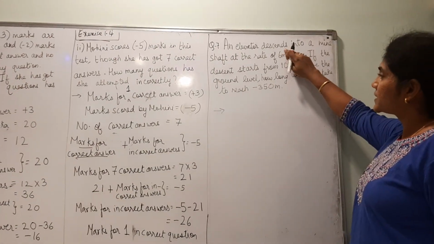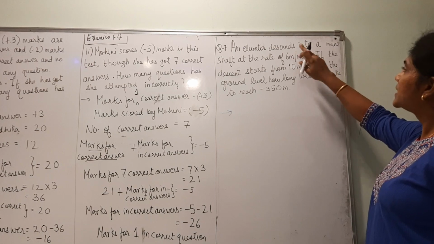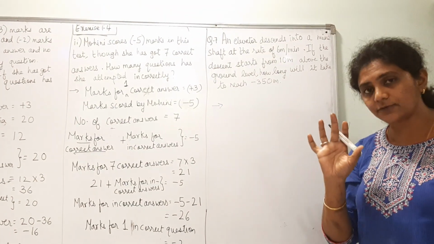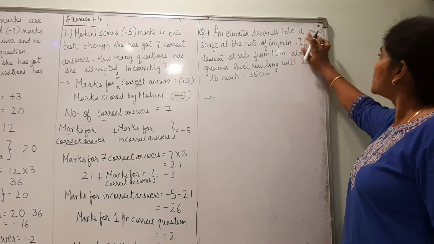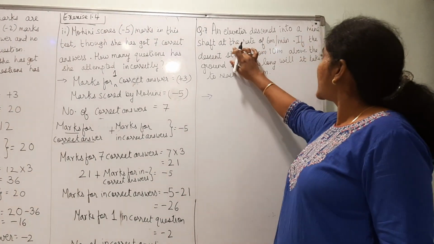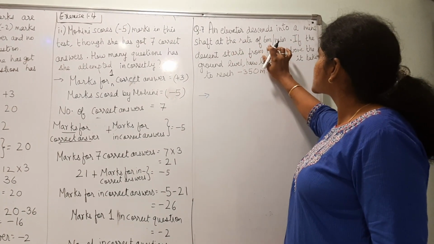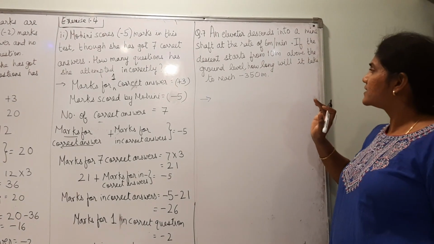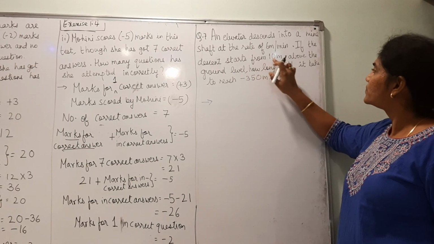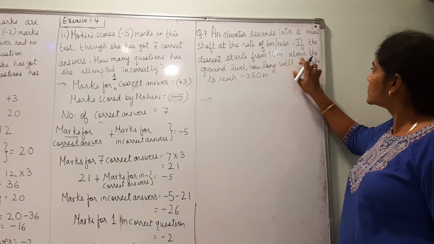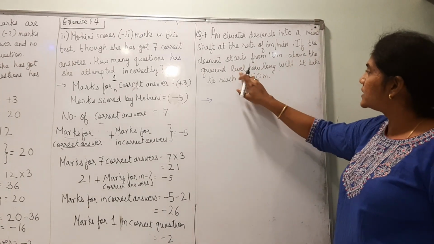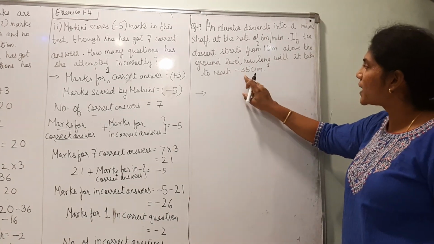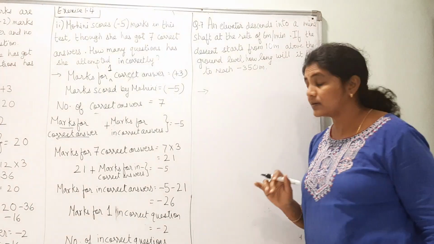An elevator descends. Elevator is a lift. You can call it a lift. Into a mine shaft at the rate of 6 meter per minute. If the descent starts from 10 meter above the ground level, how long will it take to reach -350 meter?